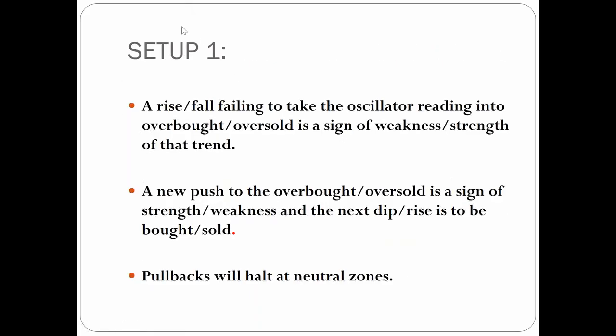So this brings us to our first trading setup. A rise or a fall failing to take the oscillator reading into an overbought or oversold area is a sign of weakness or strength of that trend. A new push into overbought or oversold is a sign of strength or weakness, and the next dip or fall is to be bought or sold, and the pullback will halt at the neutral zone. Let us see what it is. This is the first trading setup.